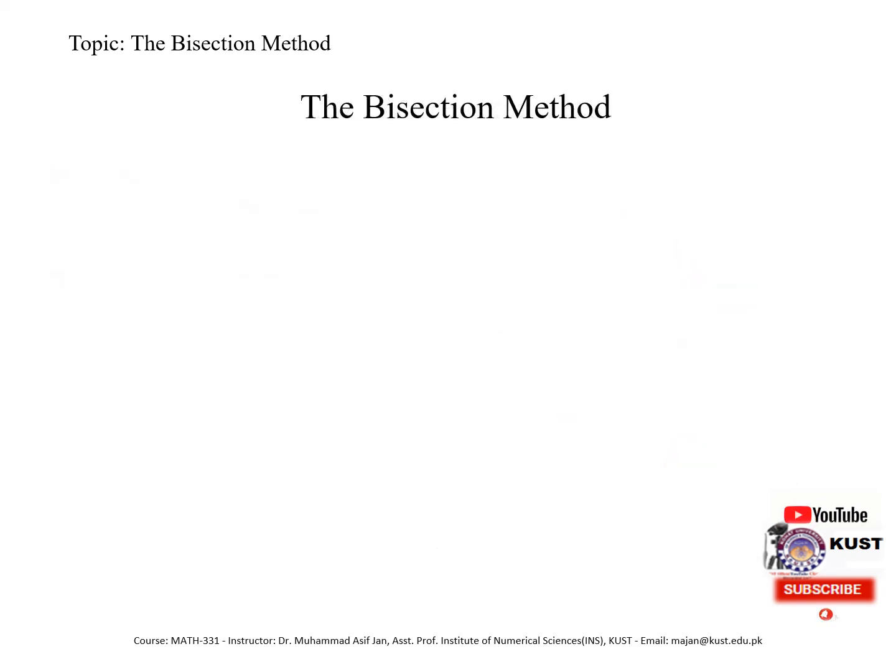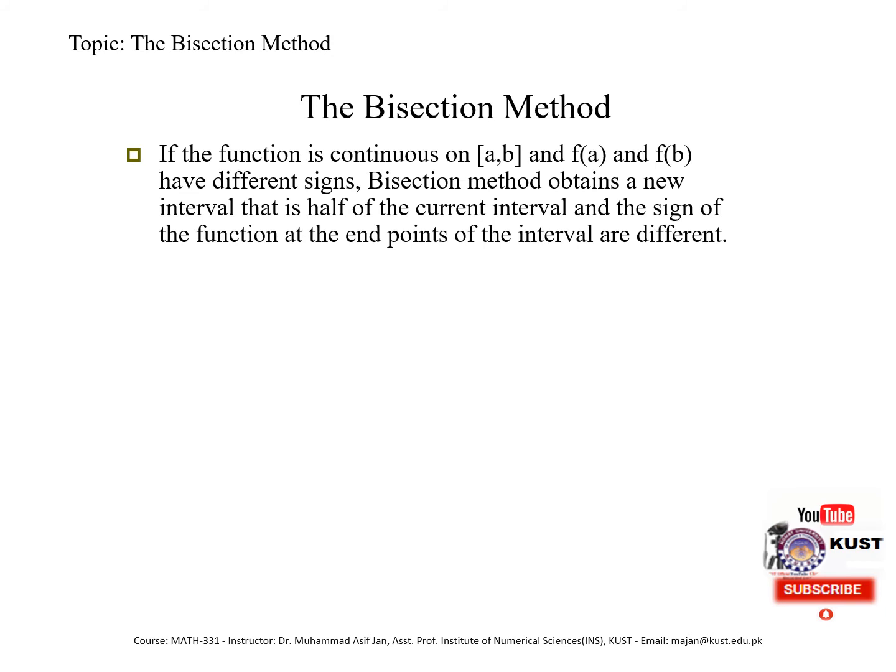Now we are in a position to state the bisection method. If the function is continuous on the closed interval with endpoints a and b, and f(a) and f(b) have different signs, the bisection method obtains a new interval that is half of the current interval, and the sign of the function at the endpoints of the new interval are opposite.